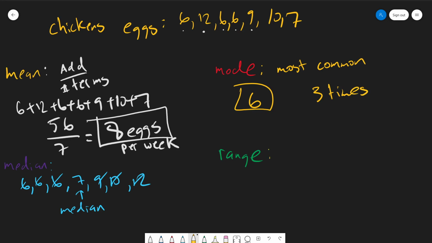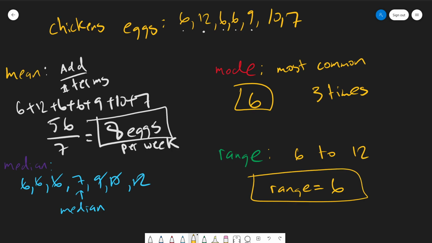And then what is my range? My range goes from 6 to 12, so the range is equal to 6. 12 minus 6 is 6. Let's just write that there.